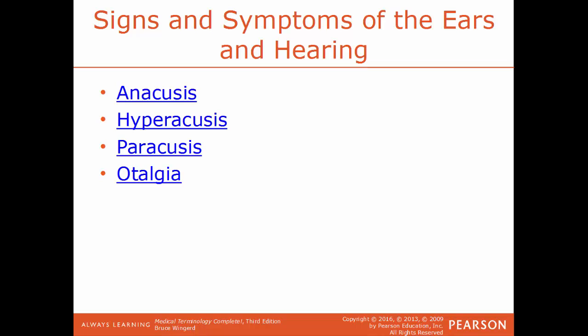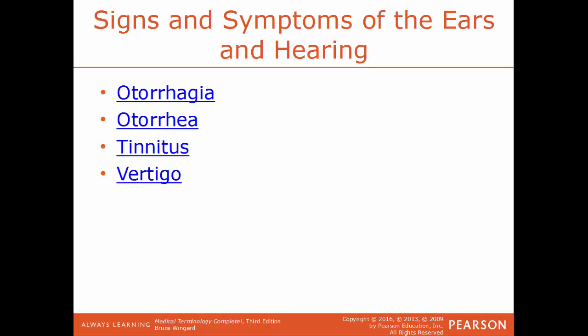Alright, some signs and symptoms of the ears. Anacousis. This is complete deafness, the complete lack of hearing. Hyperacousis is having an increased sensitivity to sound. Paracousis. This is impaired hearing or deafness. Otalgia is another term for an earache in general. Otorrhagia. This is bleeding from the ear. Otorrhea is where you have drainage from the ear. Tinnitus. This is having a buzzing sound or a ringing sound in the ears. And vertigo. This is a sensation of whirling or spinning or a loss of balance.